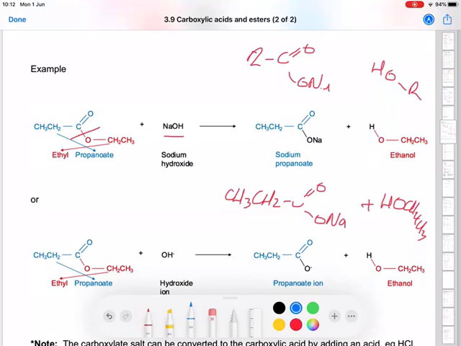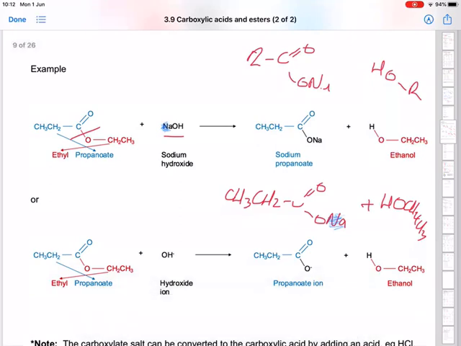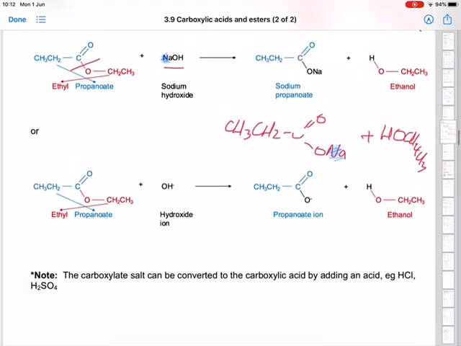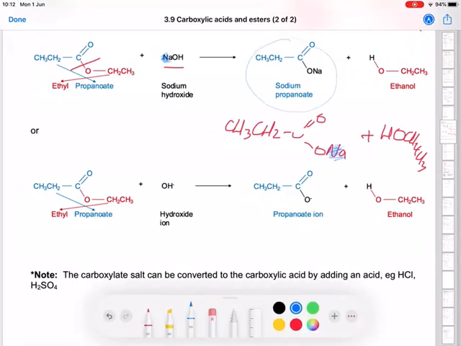You can, if you think about it, remove the spectator ions. And if I kind of just cross out on this reaction the spectator ions, the sodium here is a spectator ion and the sodium there is also a spectator ion. And if you remove those spectator ions, what you end up with is the reaction that is underneath. Okay, so once you've got this carboxylate ion here, so either the sodium propanoate or just the propanoate ion, it is possible to recover the carboxylic acid by adding a stronger acid.